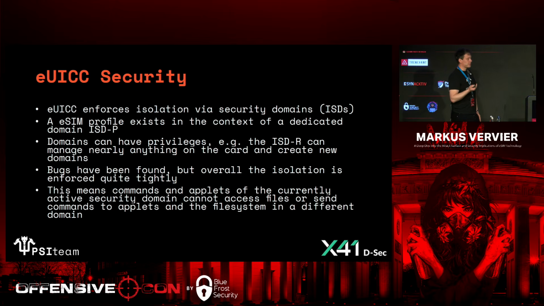So the EUICC, of course, has to provide some kind of secure way of installing it and managing that. So other profiles or so cannot just access the secret keys. The isolation is done via security domains, and the eSIM profile exists in the context of a dedicated domain. And the domains, they can have different privileges. ISDR, for example, is managing these domains. But the profiles are in a so-called ISDP, and they cannot access other ISDPs, right?